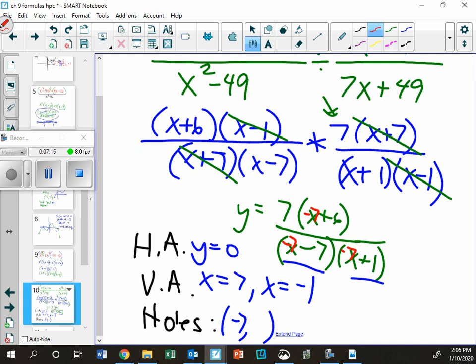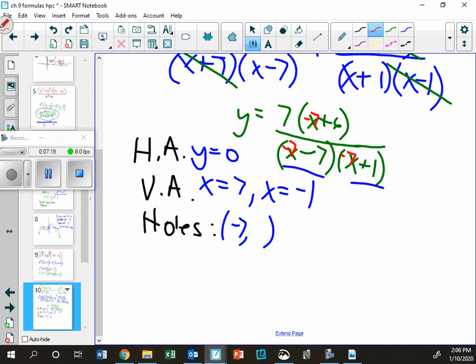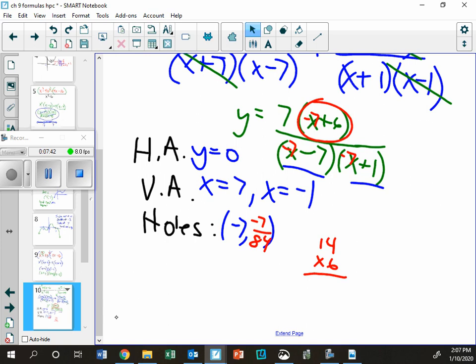What a pain. I don't think they'd make it this hard to find the holes on the test, but there's a lot of numbers to crunch here. That's negative 1 times 7 is negative 7, over negative 14 times negative 6, positive 14 times 6, 84. Okay. Whew. Hardcore. I'm impressed if you got that. Anybody actually pull off negative 7 84ths?